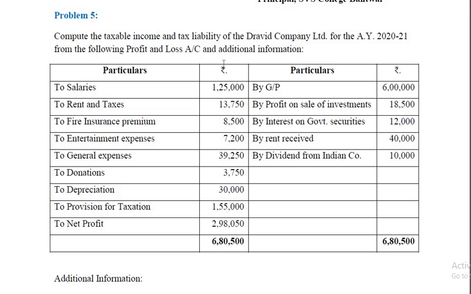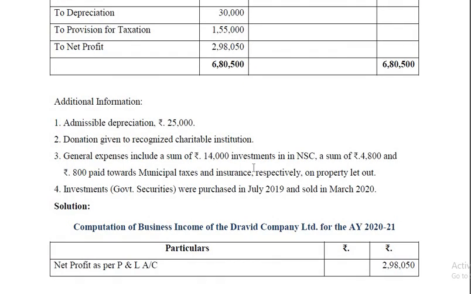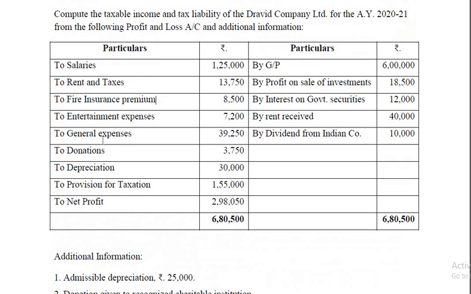Income and the profit and loss account. So we'll look into the expenditure side. Salaries 1,25,000. Okay, it is very much allowed in the case of business. It's an item of business expense. Rent and rates very much allowed. Fire insurance premium, okay, you see here, this entire amount is allowed. And then entertainment expenses 7,200 is allowed.